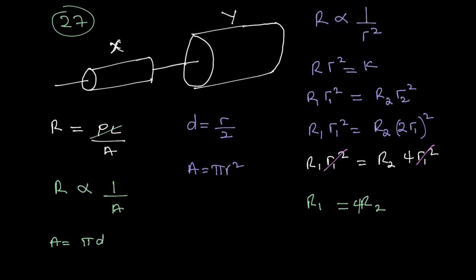So R2 is R1 over 4. What we now need to do is the total, which will be R1 plus R1 over 4, and that will be 5 over 4 R1. So the total would be 5R over 4. So which option has that? D.